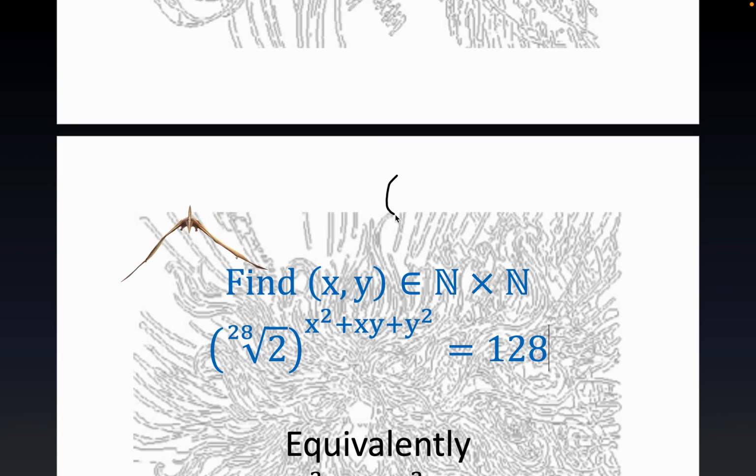Hey everybody, we're looking for ordered paired integers, positive integer solutions. A way of stating that is you say that (x, y) is a member of N crossed with N. We're looking for ordered pair solutions.